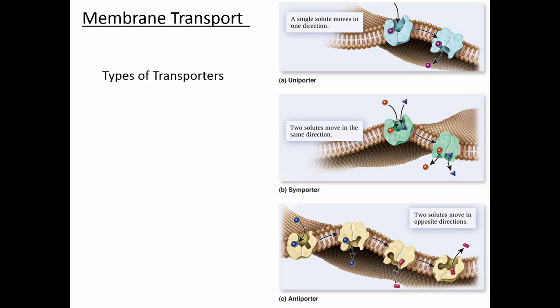Okay, and then what we're going to see as we go through this is that carriers, and this depends on the specific carrier that you're talking about, are involved in both passive transport and active transport. Carriers can be involved in passive transport, but they're also involved in active transport as well. Do you guys have any questions about the different types of carriers?